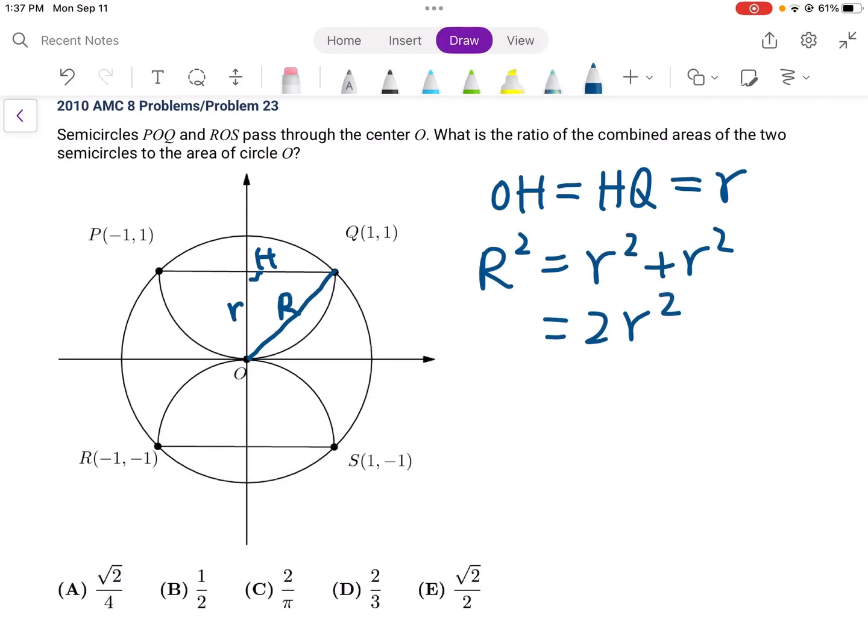And the area of the small circle, the two semicircles combined, will be pi r squared, and the area of the larger circle is pi capital R squared. Therefore, this will equal 1/2. The answer is B.